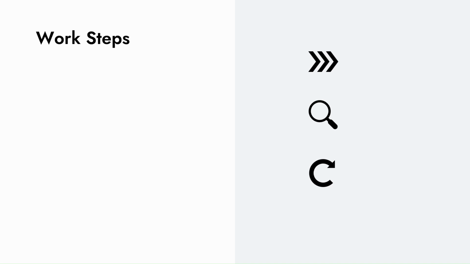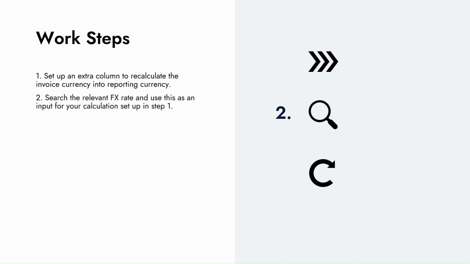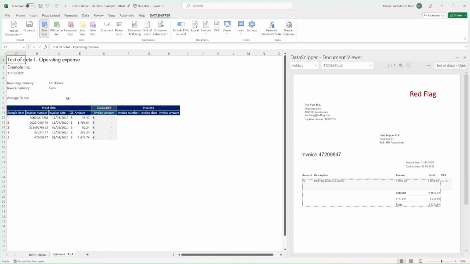For option 3, we'll do the following work steps. Start by adding an extra column to the input data to recalculate it. Then search for the relevant FX rate and use it as the input for your document matching. Then run document matching using the extra column with the updated FX rate.